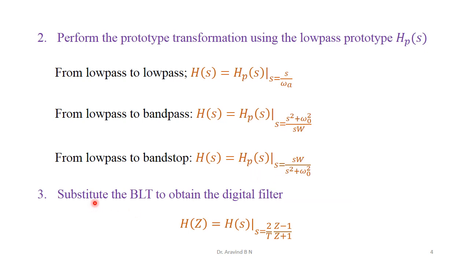Then substitute the bilinear transformation to obtain the digital filter. So bilinear transformation is nothing but conversion from S domain to the Z domain. So H of S will be available for us at this instant. We are going to convert that to Z. Therefore substitute S is equal to 2 by T times (Z minus 1) divided by (Z plus 1). So we are going to get it converted to H of Z representation.